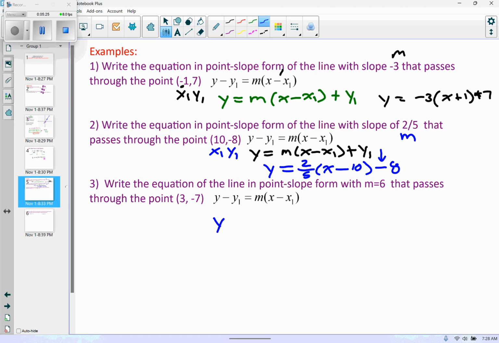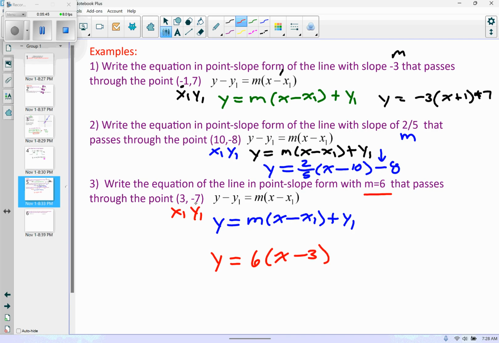Okay, again, we're going to modify this equation. I'm going to move y1 over by adding y1 to both sides. We know our slope is 6, and we're going to call this x1 and y1. So I'm going to get y equals 6x minus 3, and it's a minus 7, so this will become a minus 7. There's our equation.